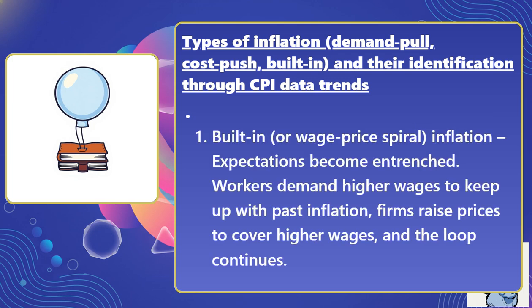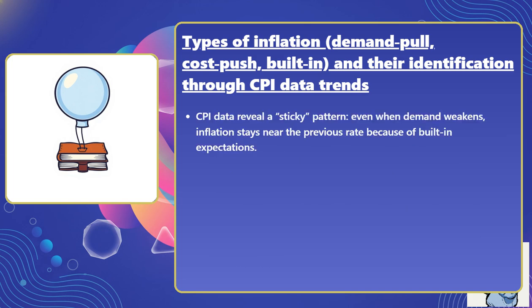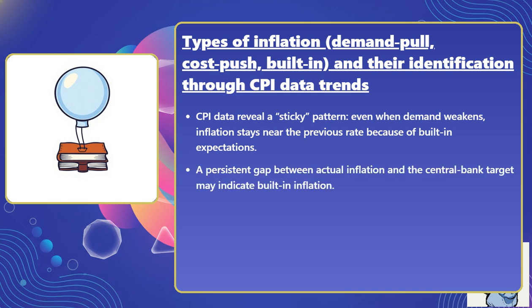A sharp temporary jump in the energy component, followed by secondary rises in transportation and food, hints at cost push. Number 3. Built-in or wage price spiral inflation. Expectations become entrenched. Workers demand higher wages to keep up with past inflation. Firms raise prices to cover higher wages, and the loop continues. CPI data reveal a sticky pattern. Even when demand weakens, inflation stays near the previous rate because of built-in expectations. A persistent gap between actual inflation and the central bank target may indicate built-in inflation.